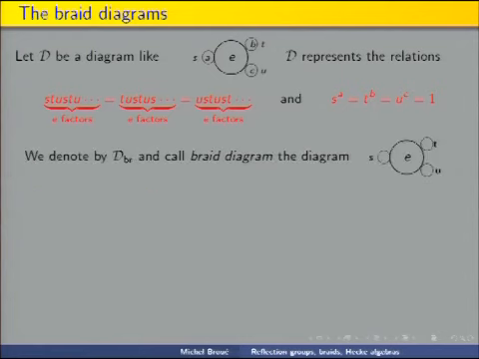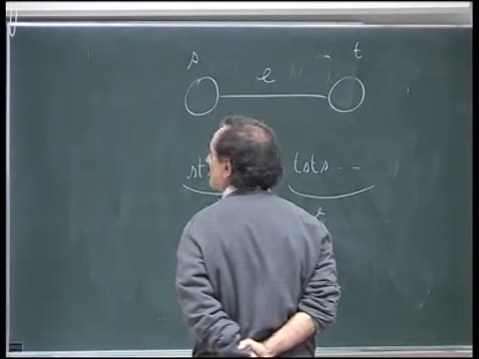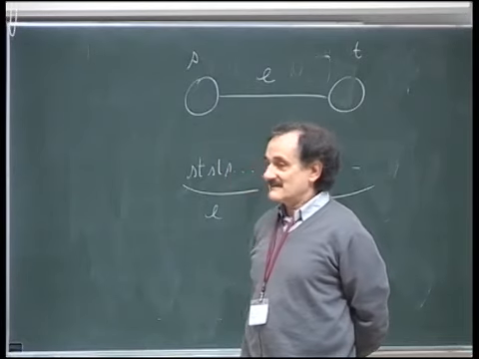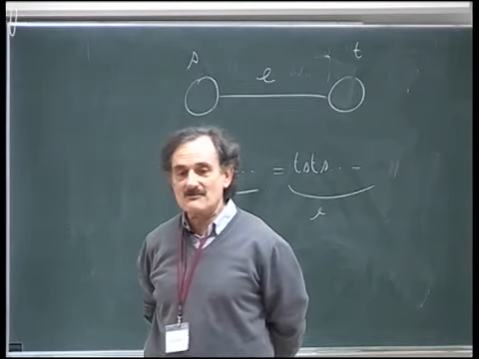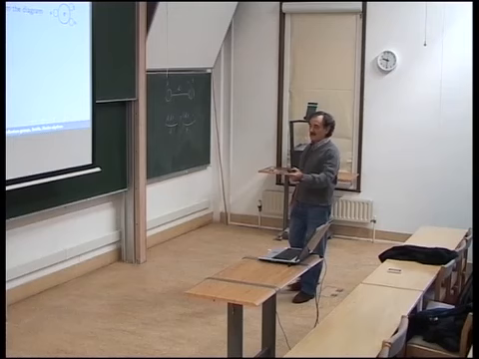Now, pretty much like it was in the case of the Coxeter group, let me denote by D braid the braid diagram, the same diagram with the same braid relation.